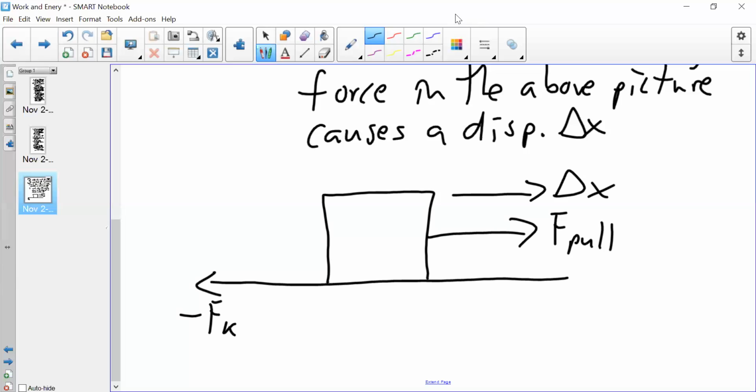So we already know that the friction force is always going to be a negative value.